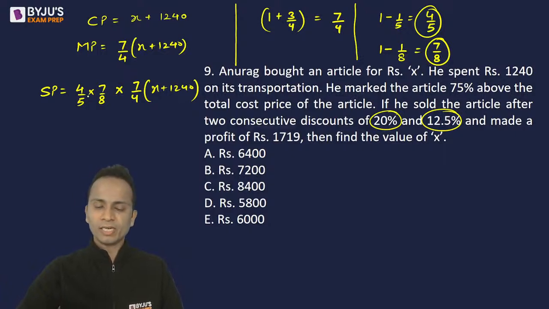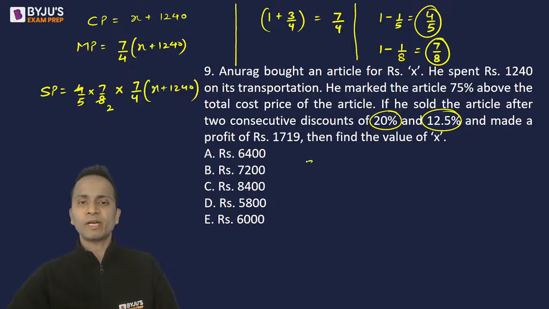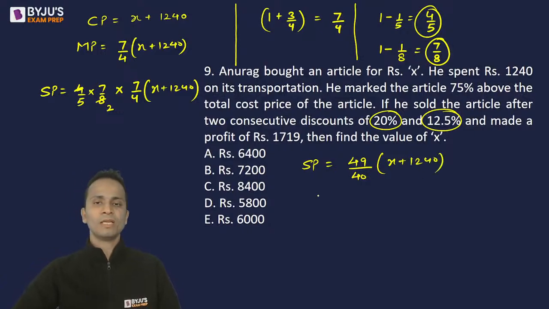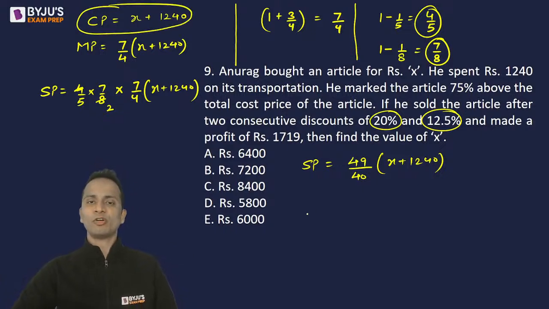Okay, now you can do simplification. 4 and 8 will get cancelled. यहाँ पे 2 आ जाएगा. So the selling price is 49 upon 40 times x plus 1240. Okay, so this is the selling price and the cost price is x plus 1240. So I can say that the selling price is more than the cost price.